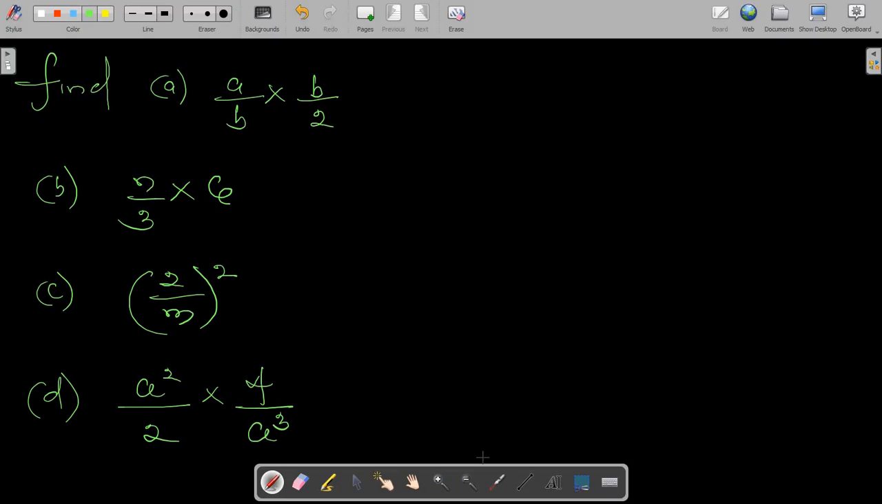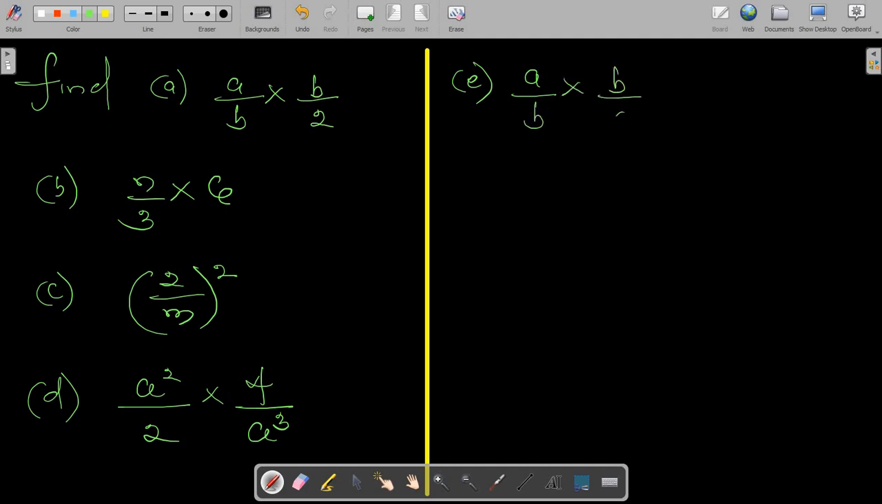Okay, let me write the fifth one. Let me draw my line to make my work nice and neat. So the E question is actually A all over B to multiply by B all over C, then C all over A. So let's take the solutions to these questions one after the other. So let's go. Solution to the first one, quite very easy.